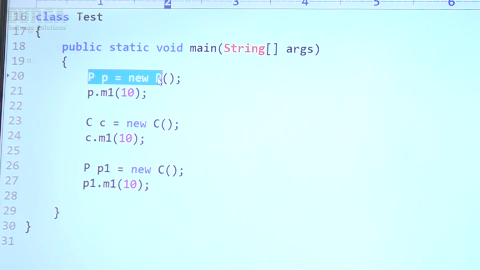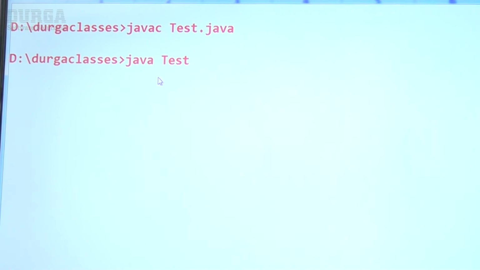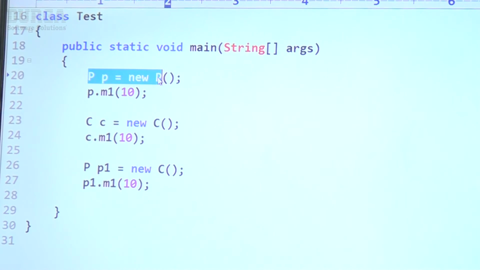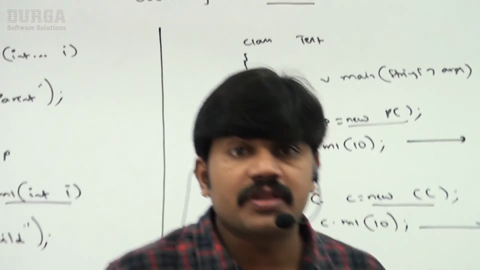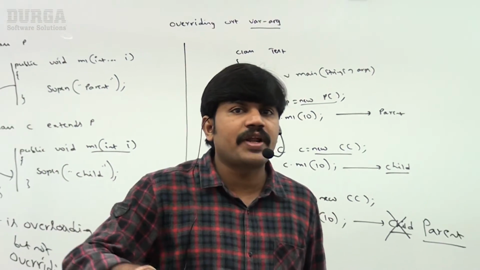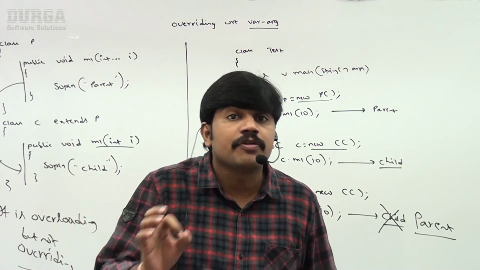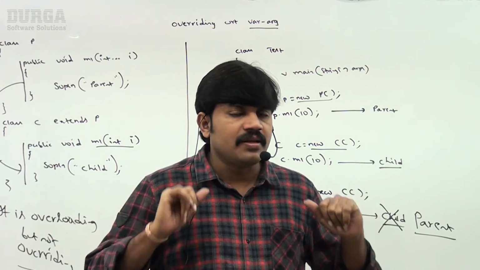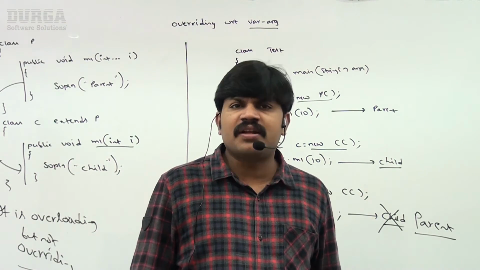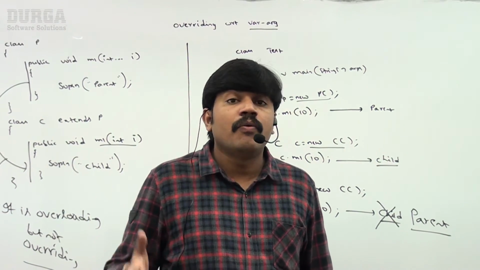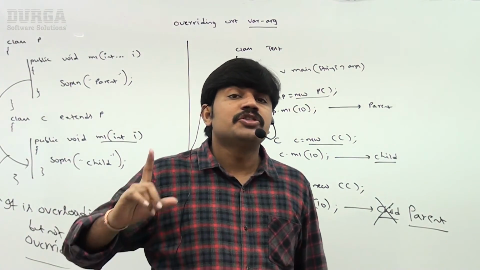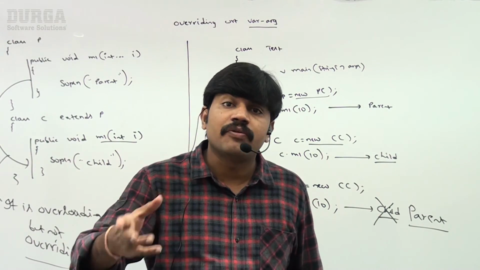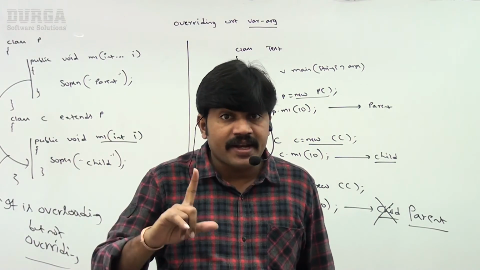That's all. This is what you should be aware of. Observe, let me execute. Parent, child, parent. Is it clear for all of you? So we can't override a vararg method with a normal method. If you try to override a vararg method with a normal method, it will become overloading but not overriding. Okay, sir, I want to override the vararg method. What is the possibility? If the child class method is also made a vararg, then it will become overriding.